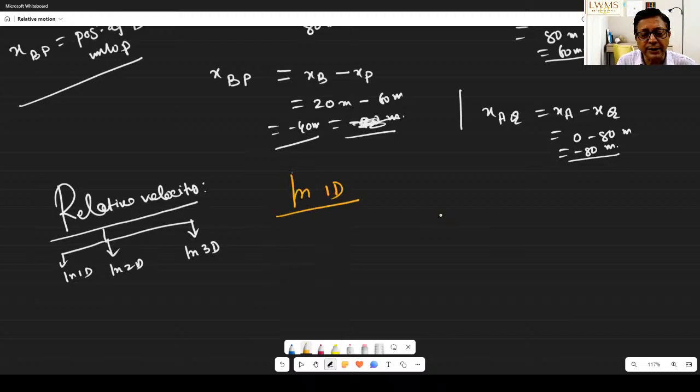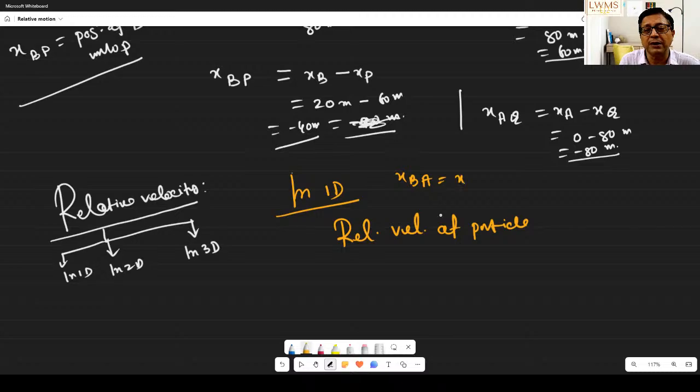In 1D, relative velocity of particle B. It has no link with the previous one, we are just defining the phrase. We'll just use this thing, XBA. XBA stands for what? XB minus XA. Do not forget this, remember it always.